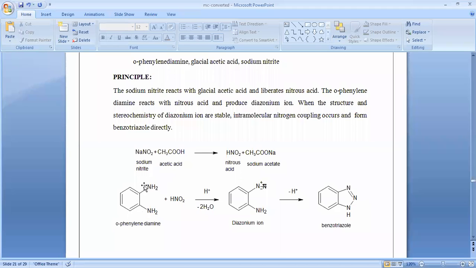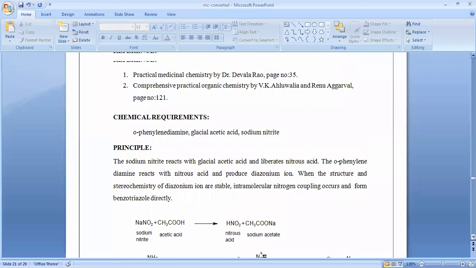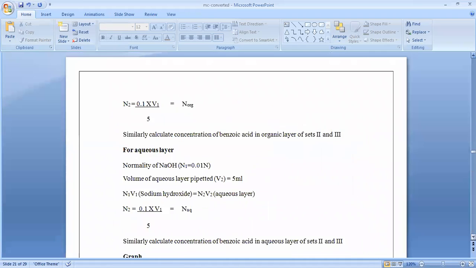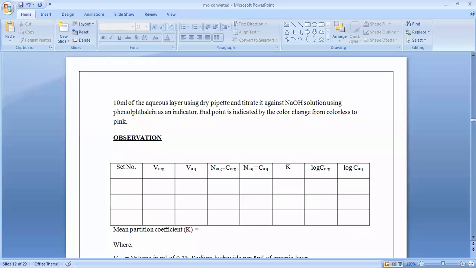See, in the earlier case, what did we do? Orthophenylene diamine, by reacting with formic acid in the presence of alkaline solution, we synthesized benzimidazole. So we will go back to the benzimidazole.